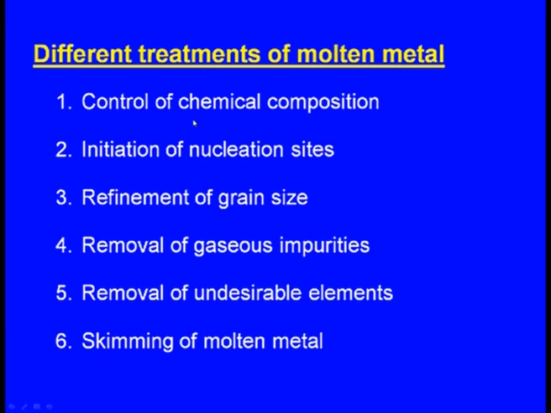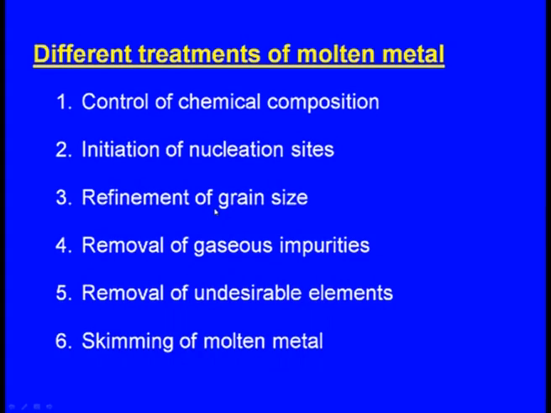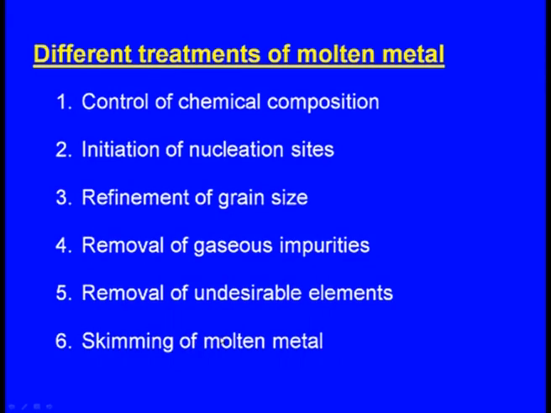Now, these are the different treatments of molten metal. One is control of chemical composition. Means here we add alloying elements to change the composition of the molten metal. The next treatment is the initiation of nucleation sites. The third treatment is the refinement of grain size. Fourth treatment, removal of gaseous impurities. And fifth treatment, removal of undesirable elements. And last is the skimming of molten metal, means removal of dross.